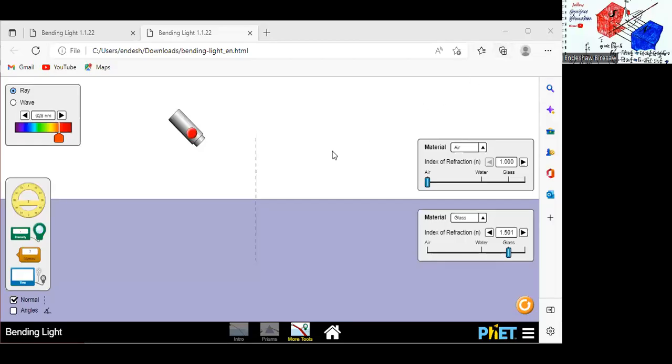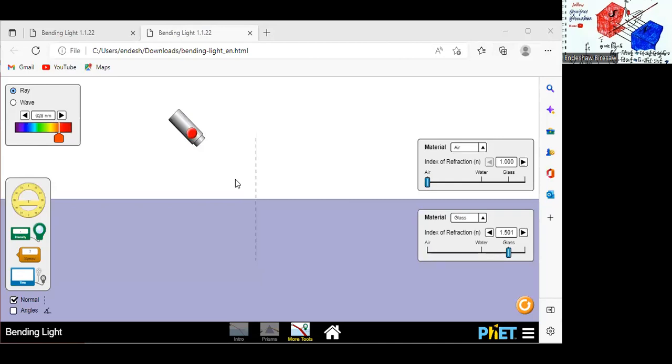Hi everyone. Today we will see refraction of light. Refraction is the property of light that bends its direction when it strikes a surface. This phenomenon occurs when there are two mediums having different indices. Therefore, under this condition, we see this property of light.